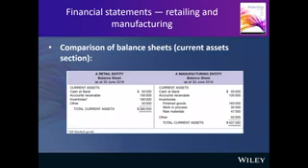So this is the example of a balance sheet. For retail, we only have one inventory here. But for manufacturing, we still have inventory, but we have three classes of inventory: finished good, work in process, and raw material.